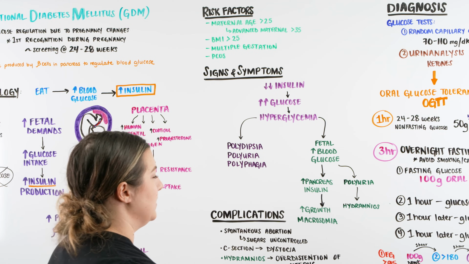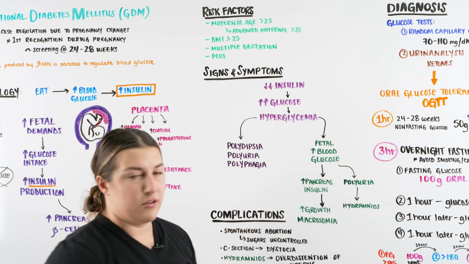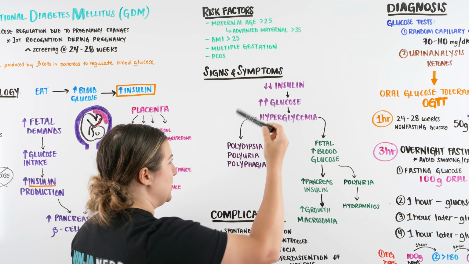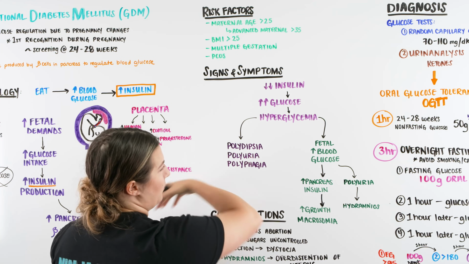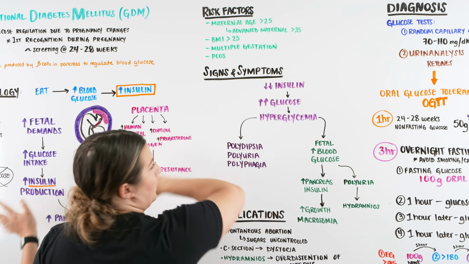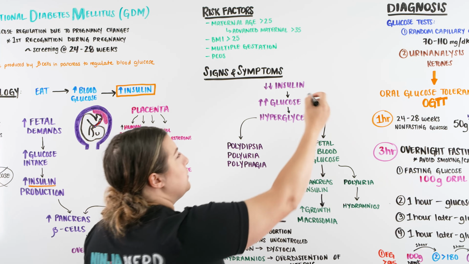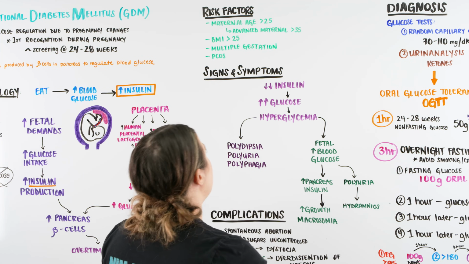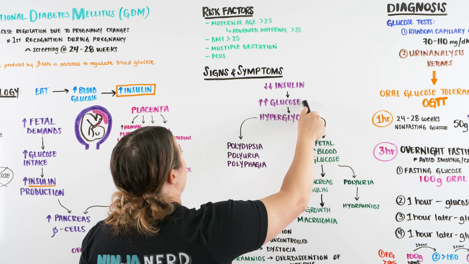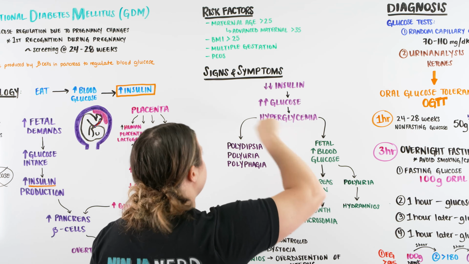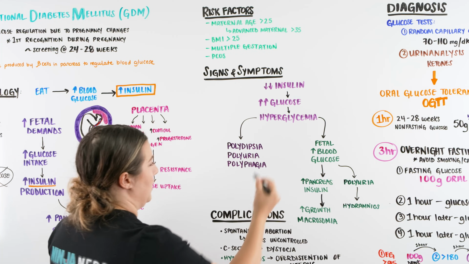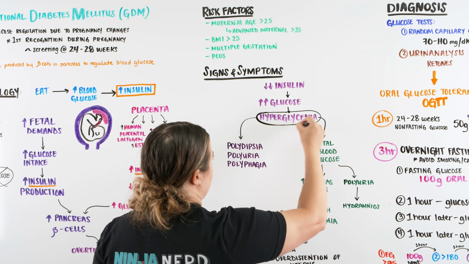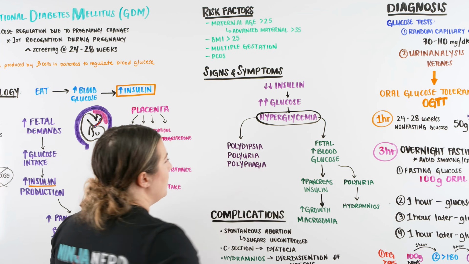But let's go into the signs and symptoms, because that's where I think you're going to understand the most about what's going on with gestational diabetes. So we have that decrease in insulin now, continuing from what's going on over on the pathophysiology. We have that decrease in insulin because our pancreas is now tired. It's not able to pump out that insulin anymore. And we're going to have that increase in the blood glucose, which we call hyperglycemia. So now mom is experiencing hyperglycemia, and baby as well is experiencing hyperglycemia because baby doesn't have its own regulation of sugar.